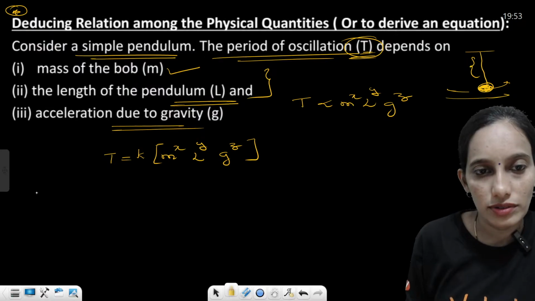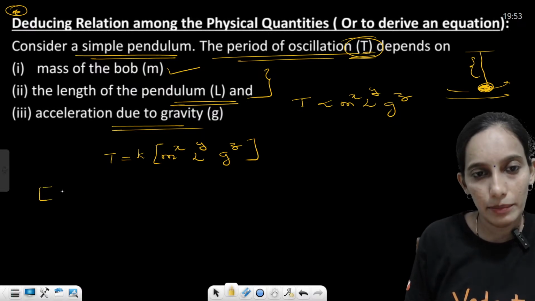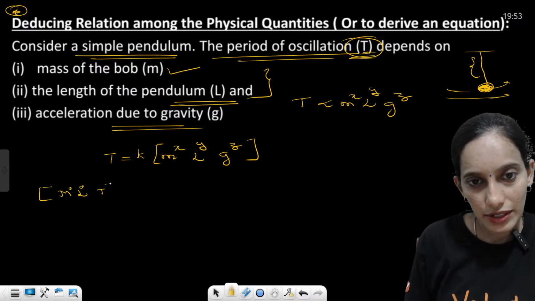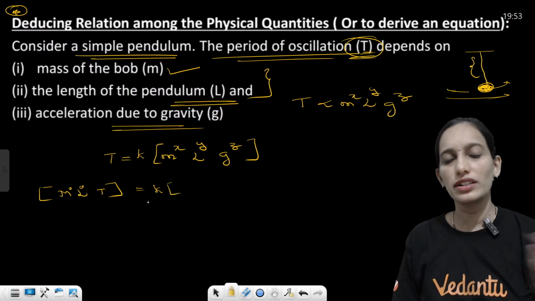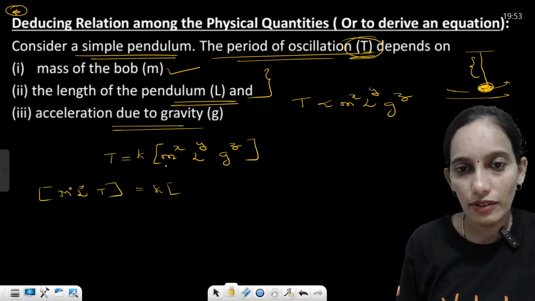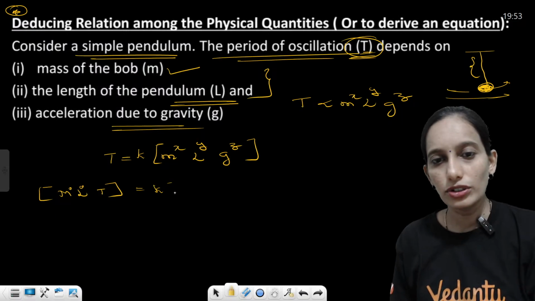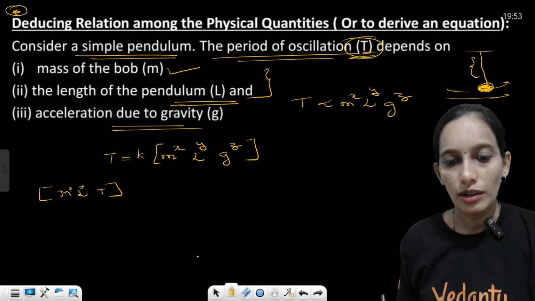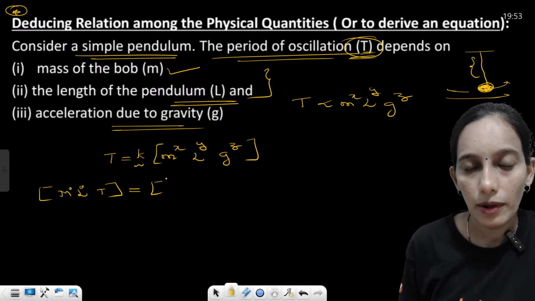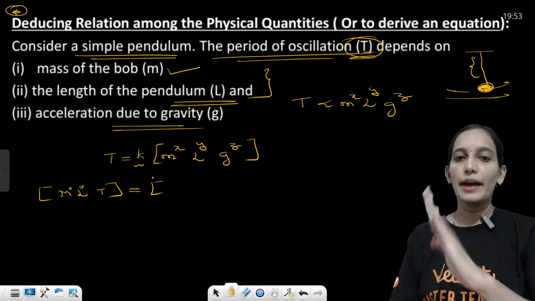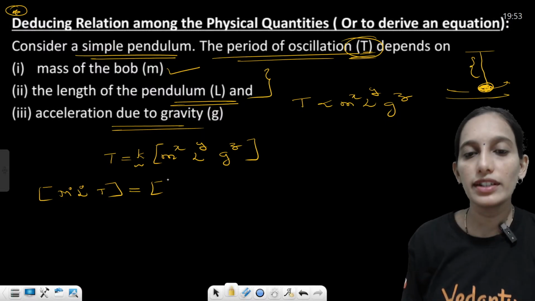So in a dimensional analysis problem, the first step is to write the dimensions. The time period dimension I know: M^0 L^0 T^1. K is some dimensionless constant which we will keep as it is. We don't get the dimension or the value of k by the method of dimensions. We are only checking for dimensional consistency.